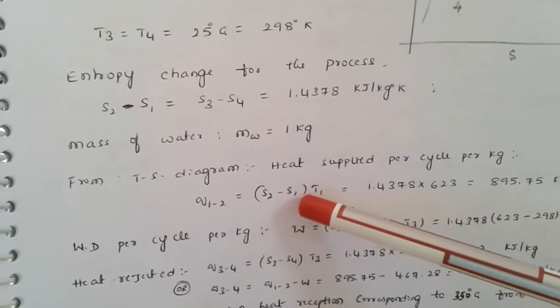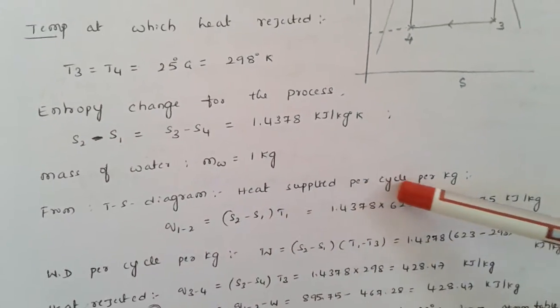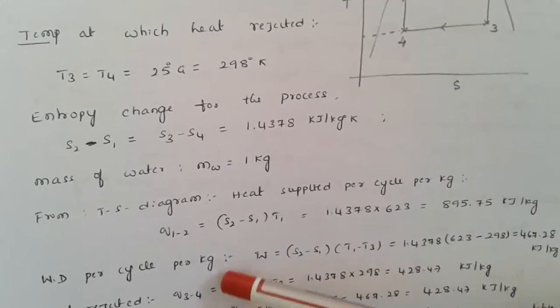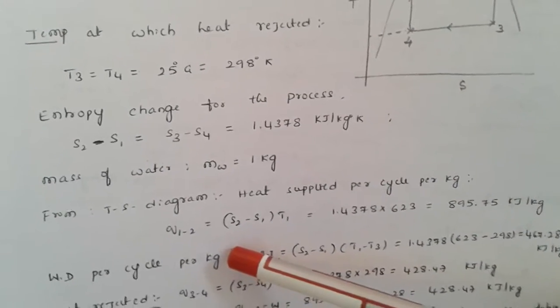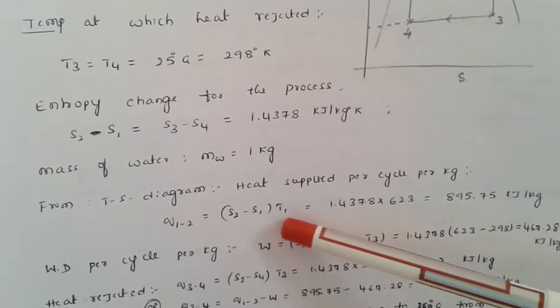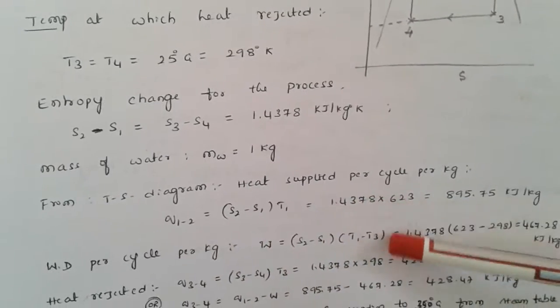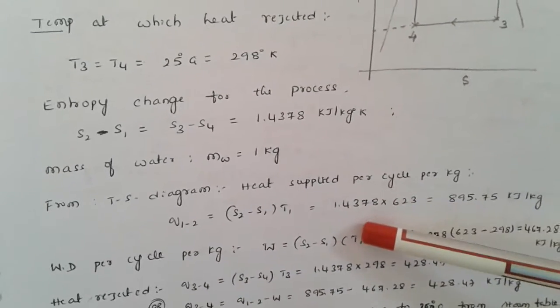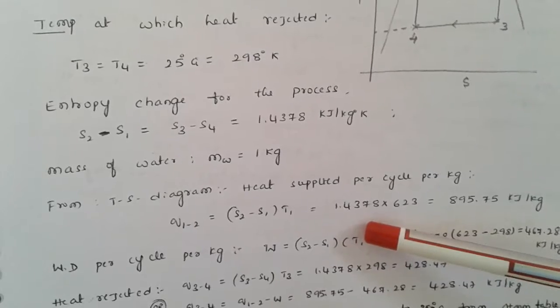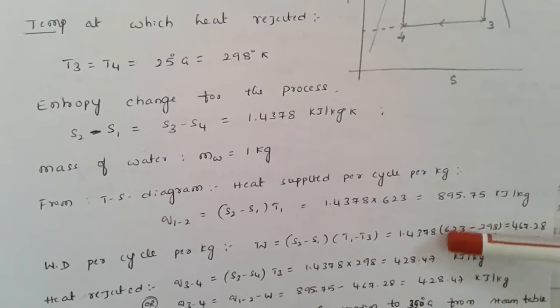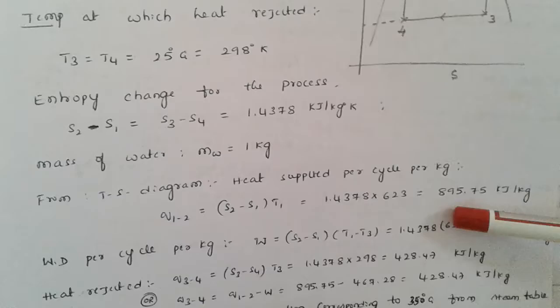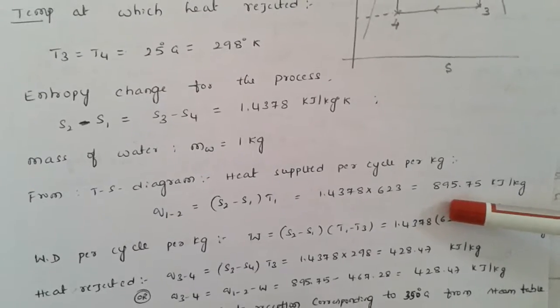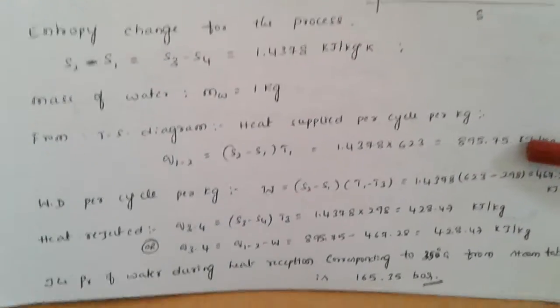From the TS diagram, heat supplied per kg per cycle is Q1-2, that is T1 into (S2 minus S1). What is the value of T1? You can substitute. What is the value of S2 minus S1? It is mentioned in the problem, 1.437. The heat addition becomes 895.75 kilojoules per kg.